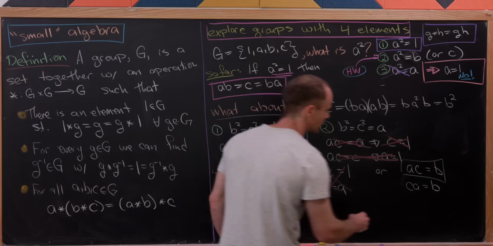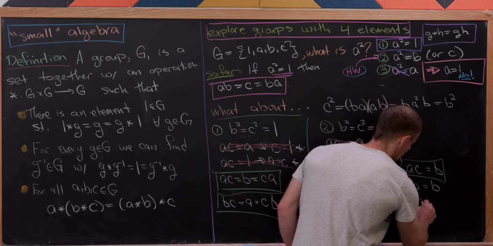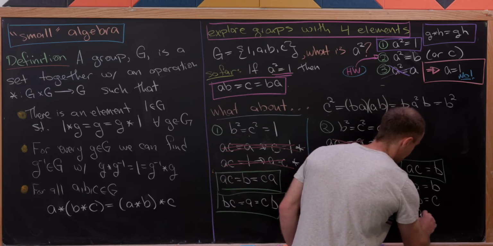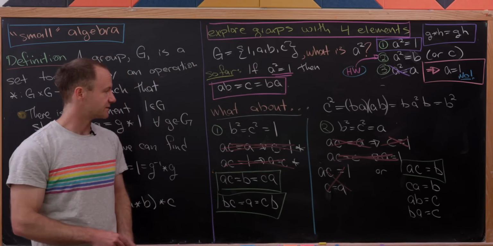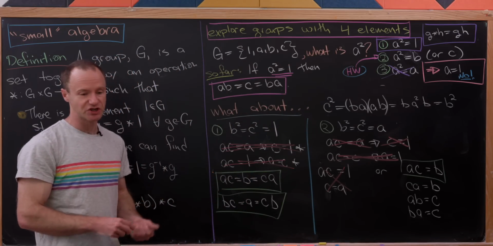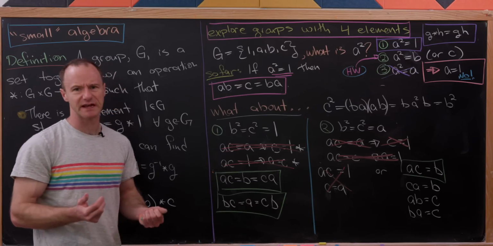Then off the back of those, we can also show that A times B is equal to C and B times A is equal to C. And that gives us all of our possibilities. Okay, so let's jump to the next board where we have some multiplication tables.